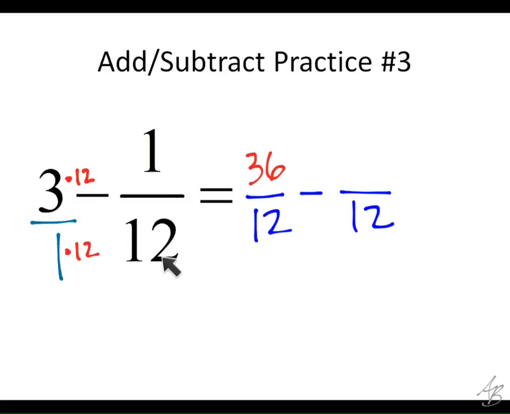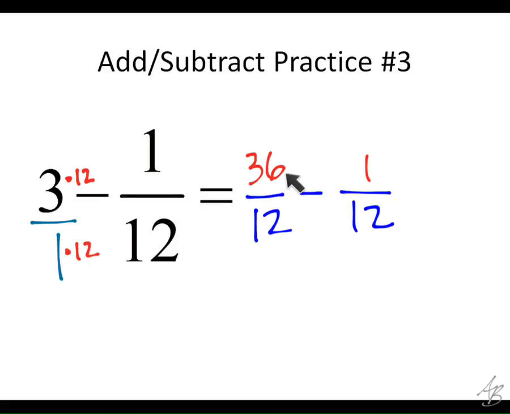Okay, how about the second fraction? What do I need to do to this fraction? Do I need to multiply by 1? No, it already has a 12 in the denominator. So I don't need to worry about multiplying by anything to get a different fraction. I'm going to keep the fraction the same. It's just going to be 1/12, just like we started with.